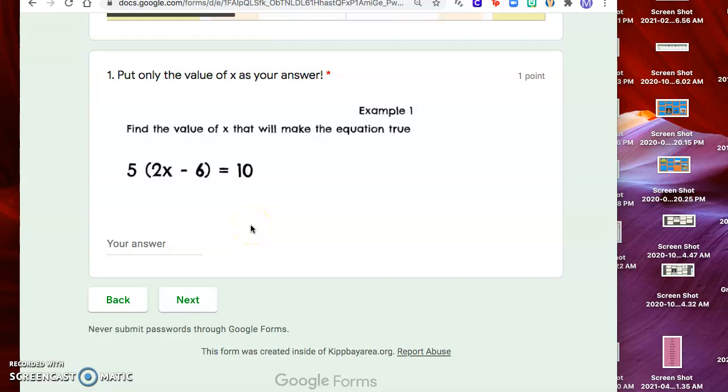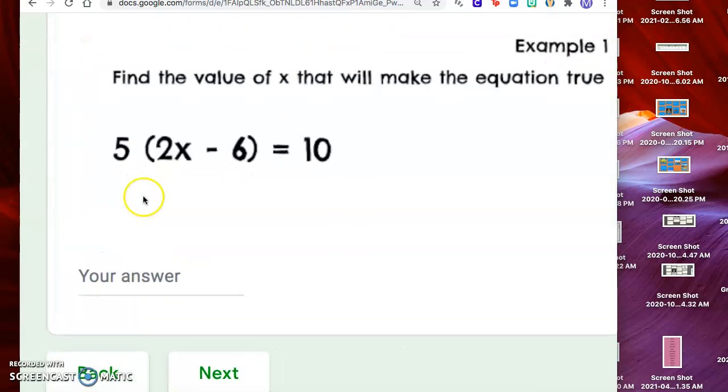Okay, example 1. So it still says find the value of x that will make the equation true. Right, we did this yesterday. We are just going to keep practicing this. So the first thing is if I look at this equation, there's something that I need to do. And what is that? Here you have the distributive property.